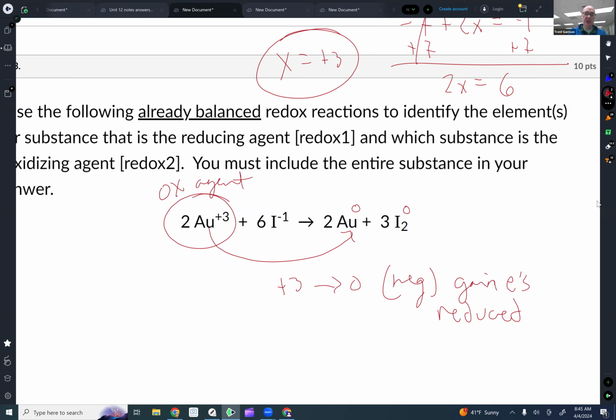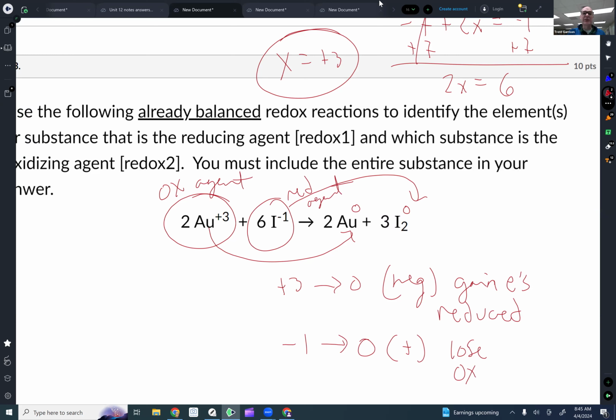Now, we can go the other route and we can prove that -1 is going to 0. And that means that it's becoming more positive. That means it's losing electrons. That means it went through oxidation, meaning that this is my reducing agent.